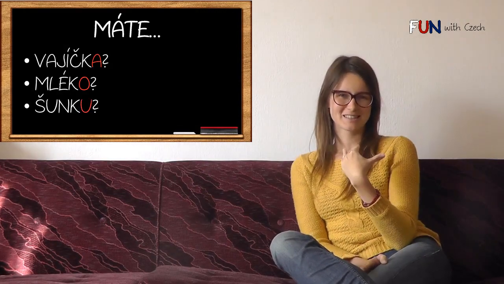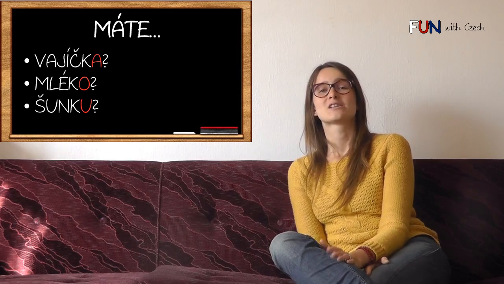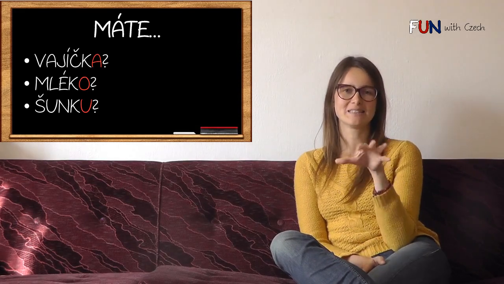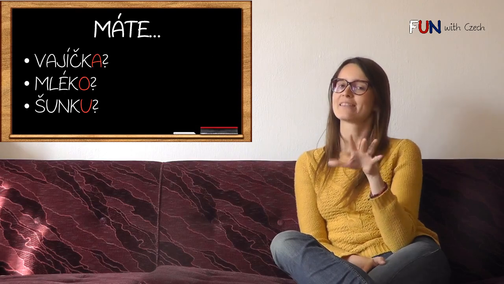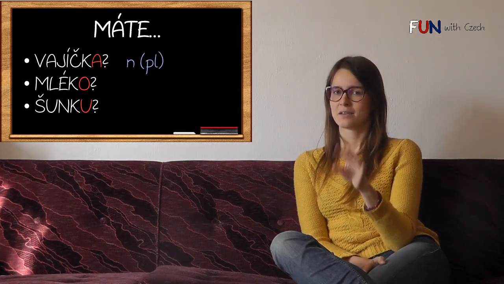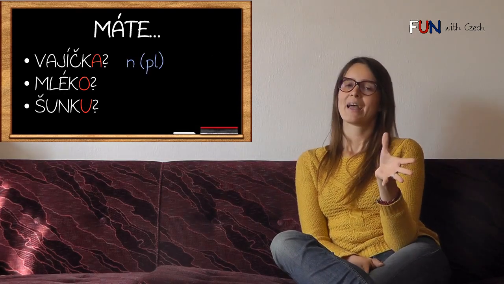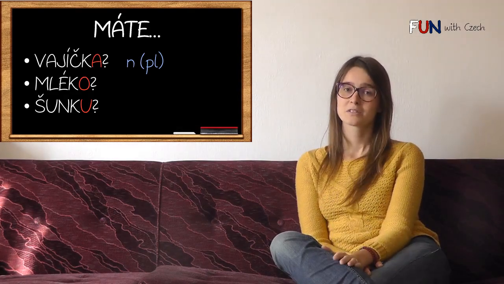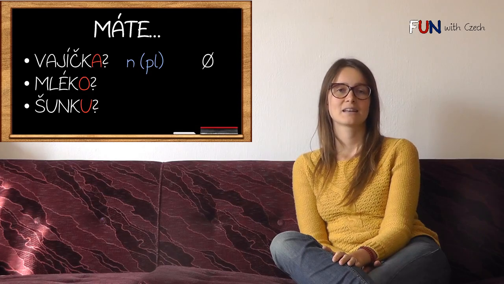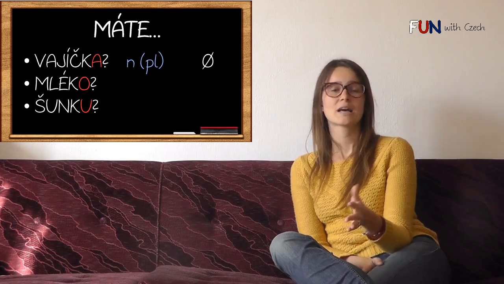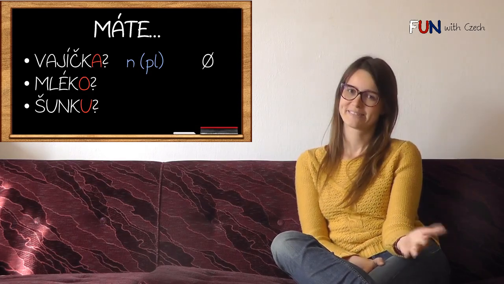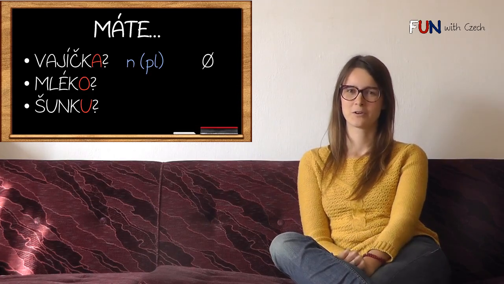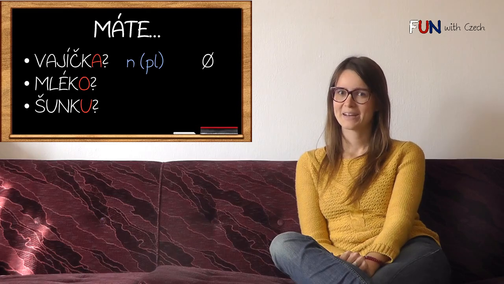So let's have a look at these three words. For example, vajíčka is a plural word. Vajíčko is neuter originally, and then vajíčka is the neuter in plural. And this one is gonna stay the same. We were talking about the neuter words before, that they are staying the same, right? So vajíčka also in the fourth case is gonna be still vajíčka. So máte vajíčka.